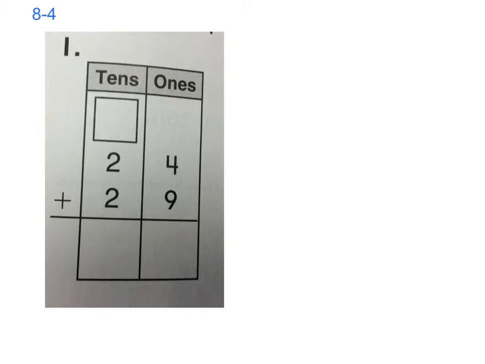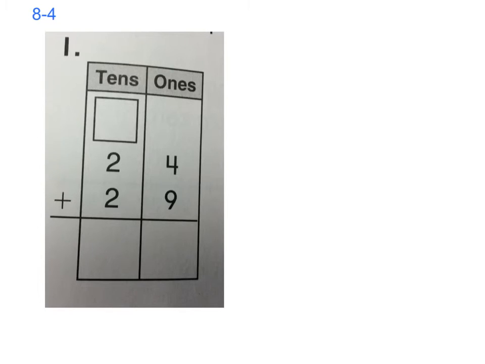This problem is from Reteaching page 8-4, problem number 1. It is very similar to the previous lessons, except we are now adding two-digit numbers together. Like the other problems, we start adding in the ones column first. We add 4 plus 9, and we get 13.